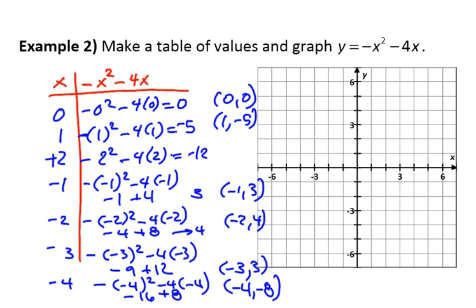Let's plot them. We have 0, 0. We have 1, negative 5. We have negative 1, 3. We have negative 2, 4. Then we have negative 3, 3, and negative 4, and my 8 must be wrong right there, because I'm thinking it should be negative 5. So what do we have? Negative 16, plus 16. That's a 0 actually, isn't it?